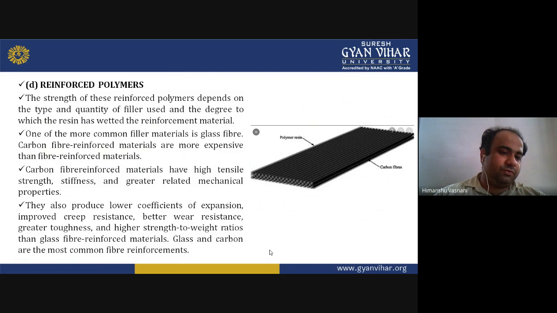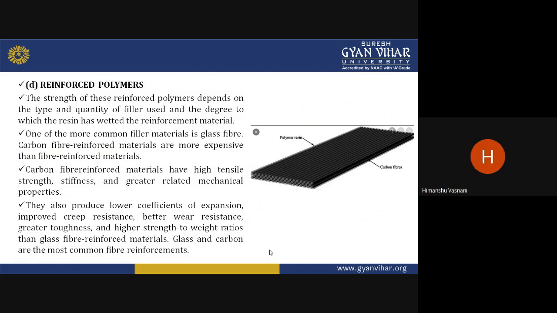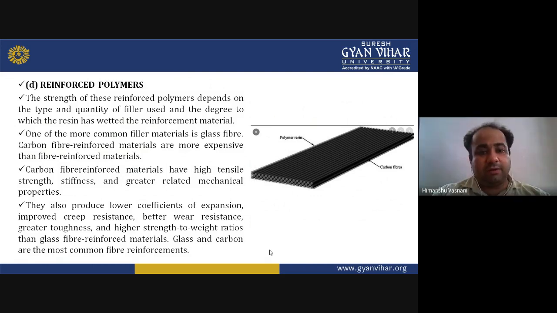Glass and carbon are the most common fiber reinforcements. This is how you can understand the difference between carbon fiber reinforced materials and the other. The features of carbon fiber reinforced materials are better, and that is why they are more used than glass fiber reinforced material.